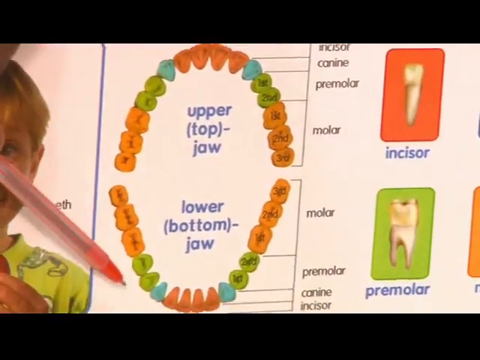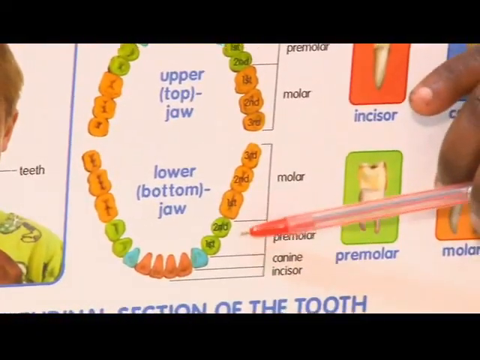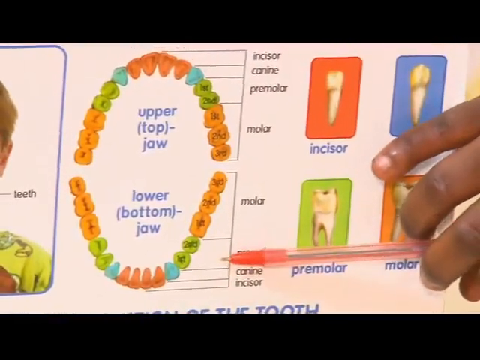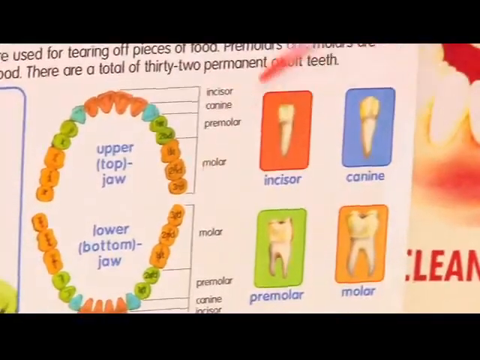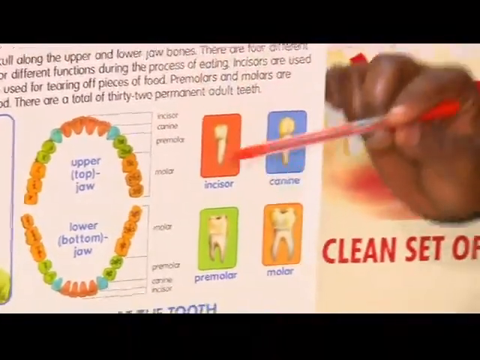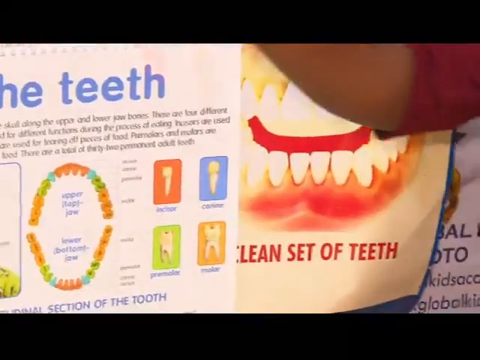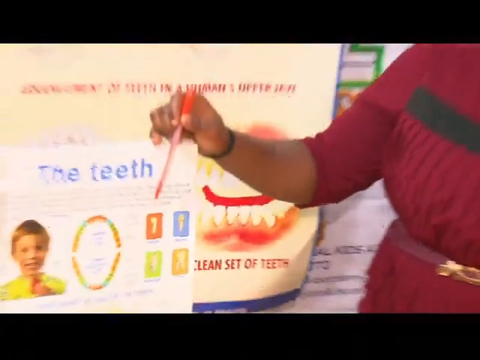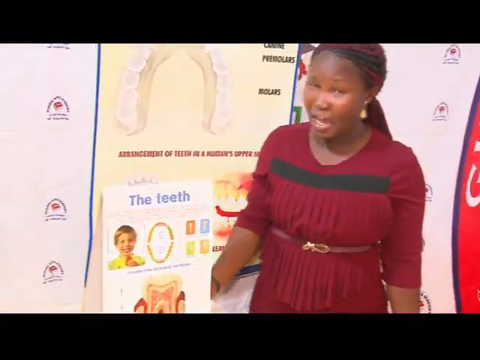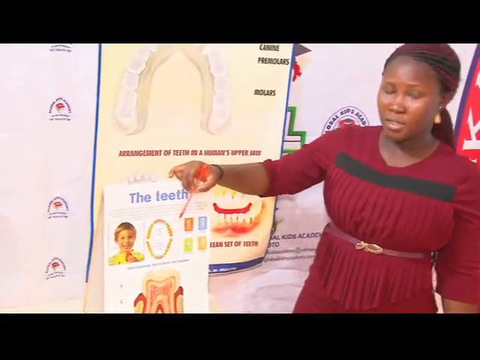Then for the lower jaw, we also have 2 on the right hand side and 2 on the left hand side, making a total of 4 for the lower jaw. And I know you know that 4 plus 4 is equal to 8, which makes the premolars 8 in number. The premolars are used for chewing and for grinding. That is, they help us to reduce our food into tiny bits for easy swallowing.